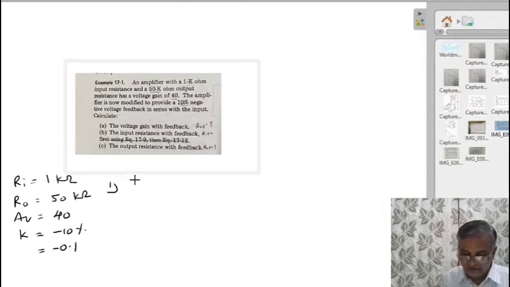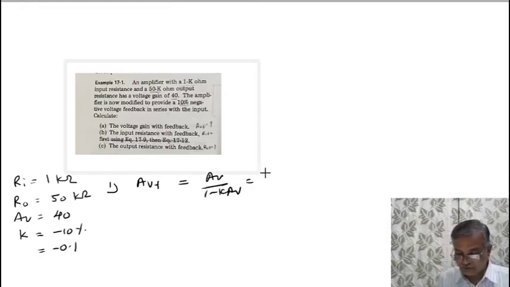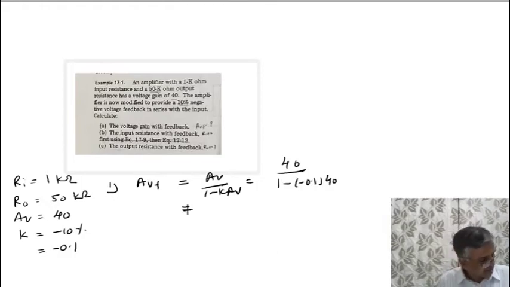First, find the AVF. You know what AVF is? AV upon 1 minus KV. So you have to do the calculation. This is 40 upon 1 minus 0.1 multiplied by 40. If you do the calculation, you will get 8. This means the voltage gain decreases with negative feedback.